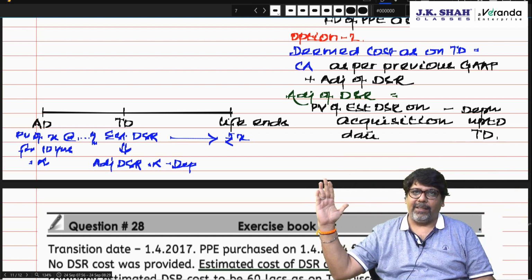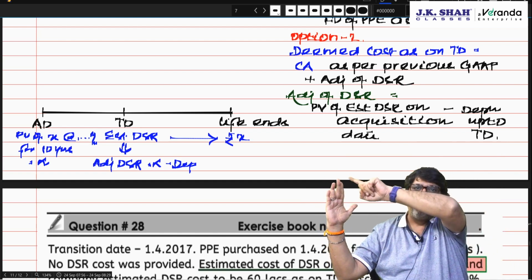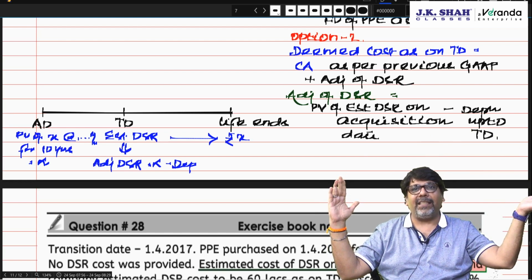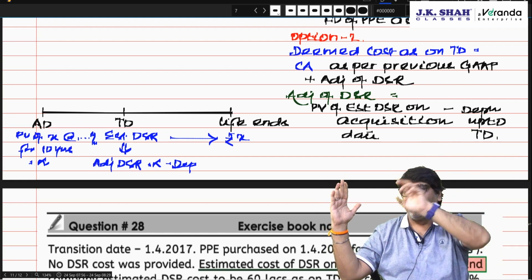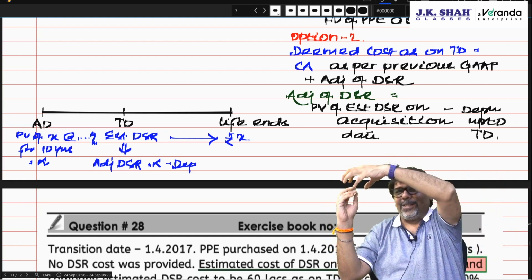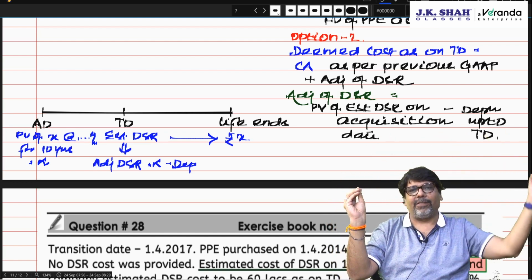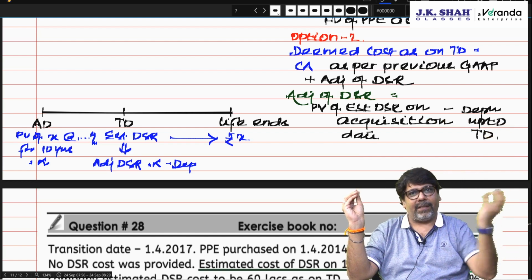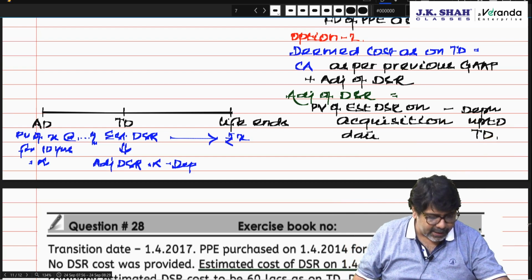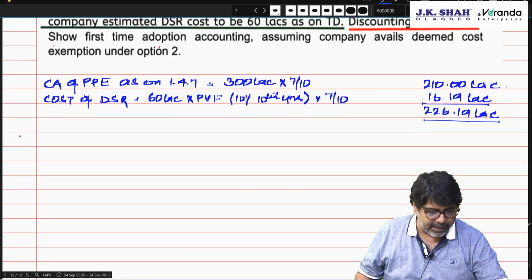So this is the useful life end, this is the acquisition date, and this is your transition date. From useful life you take the present value to acquisition date. The discounting rate is as on transition date, because the discounting rate as on acquisition date is not practically possible to find out. So you will find out the DSR which you are going to incur, its present value as on acquisition date, then depreciation up to transition date. That is the adjustment of DSR, you do it. Am I clear? There is one small question which is solved also over here. You will understand it. Am I clear?